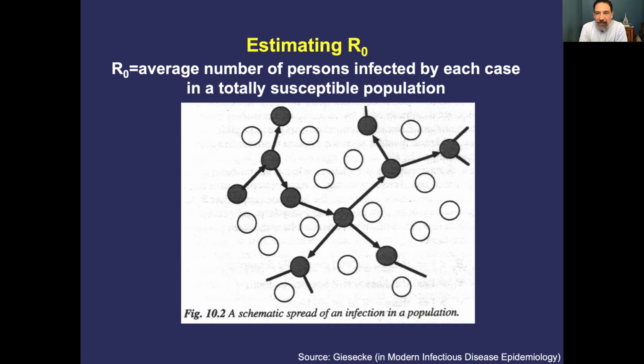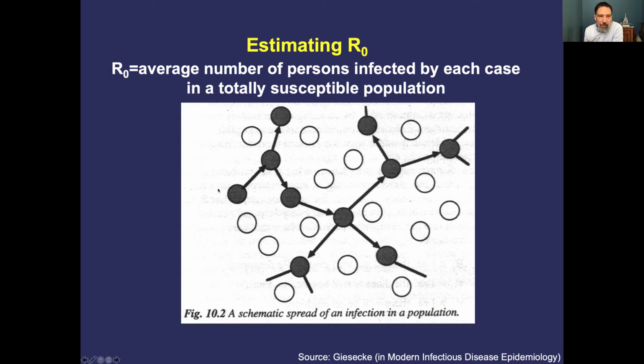But back to our schematic of spread of an infection in a population, let's further assume that this is a totally susceptible population and that our outbreak investigation has found all cases and has determined from whom and to whom all cases were transmitted. How can we estimate R naught? Well, returning to the definition of R naught, which is the average number of people infected by each case in a totally susceptible population, which we're assuming here, we can operationalize the definition of R naught using the information shown here. And basically, you need to count the number of people that each individual case goes on to infect, and then take the average, right?